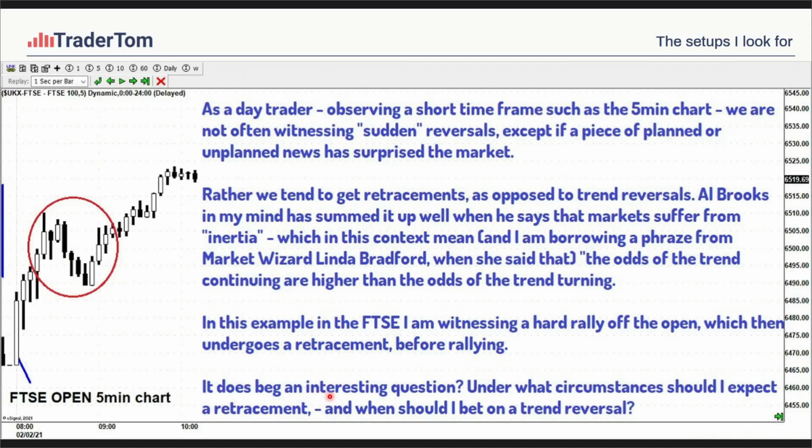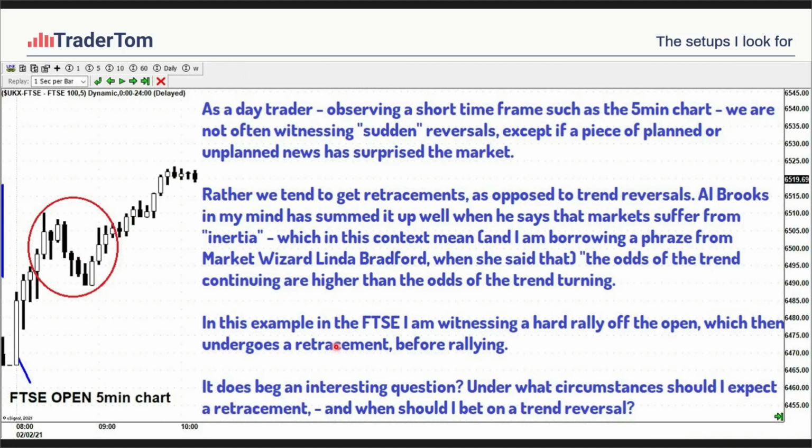It does beg an interesting question. Under what circumstances should I expect a retracement, and when should I bet on a trend reversal? In other words, when is a retracement just a retracement, and when is a retracement a trend reversal? I think that's one of those questions that we're all suffering from on any given trading day. Should I be betting on a trend continuation, or should I be betting on a reversal?